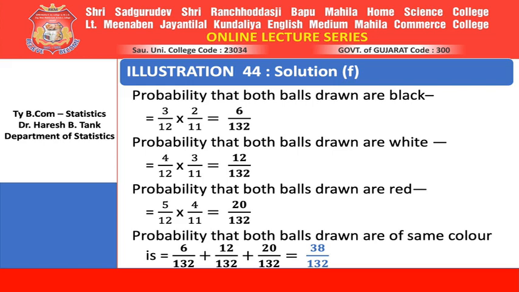When the required probability is that both the balls should be of the same color, that means it can be black, it can be white, or it can be red. Means any one of these three. Any one of these three means the connector is OR. Since the connector is OR, addition is to be done. So it comes to 6 by 132 plus 12 by 132 plus 20 upon 132, which is 38 by 132. And that is the required probability that they are of the same color.